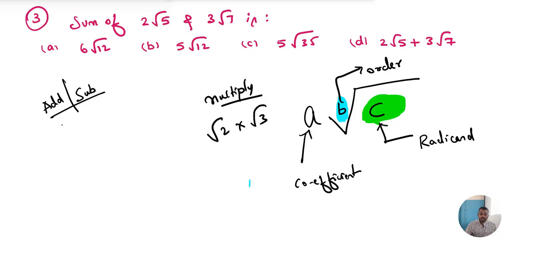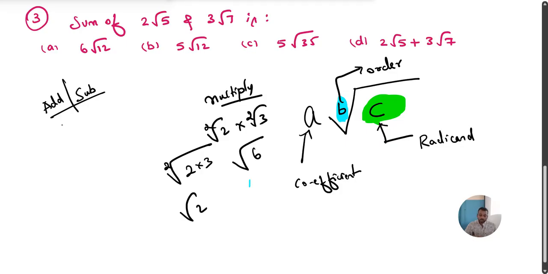As you can see here, we have order 2, and here also we have 2. Am I right? In both these cases the order is 2. So root 2 into root 3 we write as root 6. How? Because this order 2 is common on both sides, so we just multiply inside the radicands. 2 into 3 is 6.